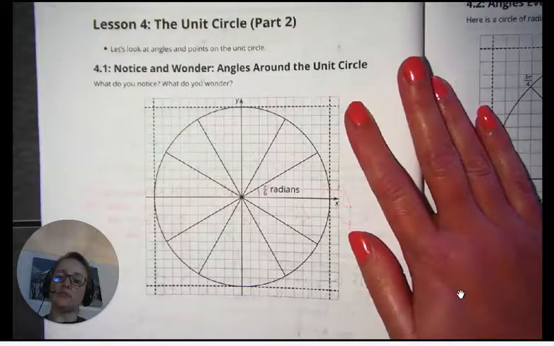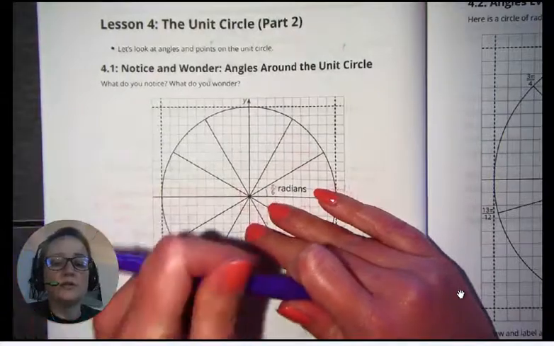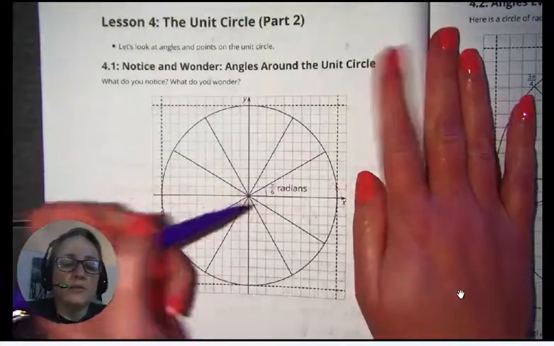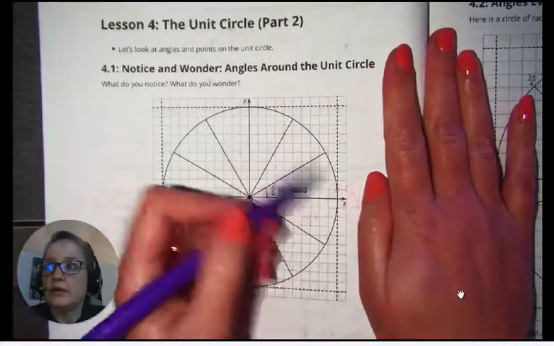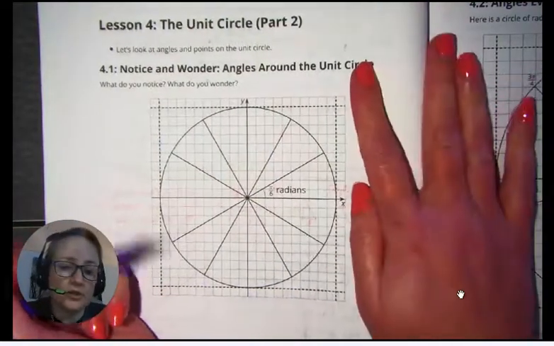Our lesson 4 starts with a notice and a wonder. Maybe your teacher is having you do a notice and wonder to get you started. But there are some things we want to get our minds going on here, with some practices that we're going to use right away on section 4.2.